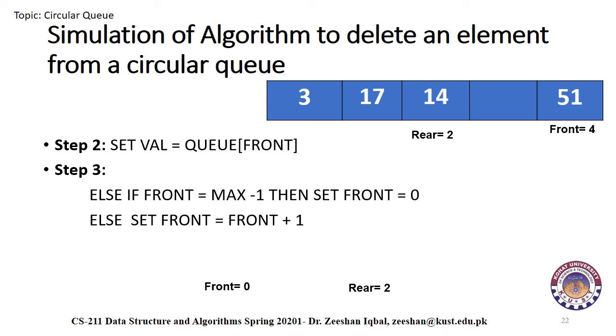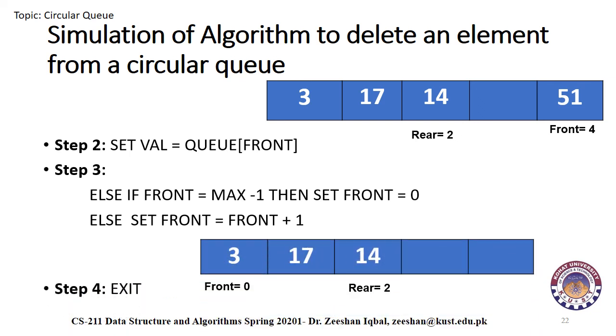In all other cases, the front value will be increased by 1 as we have mentioned in the last else of step 3. Afterwards, the algorithm will go to step 4 by exiting the function. After the deletion, the queue will look like this.